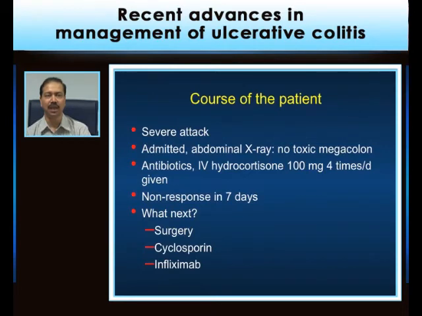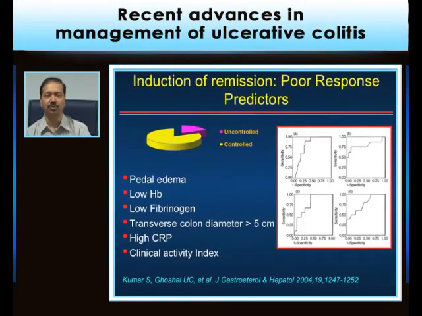What are the options then? Either you do surgery, or the newer options are cyclosporine and infliximab. These are the predictors of poor response. This is one of our studies where we found pedal edema, low hemoglobin, low fibrinogen, transverse colon diameter more than 5 centimeter, high C-reactive protein and very high clinical activity index are associated with failure of response.